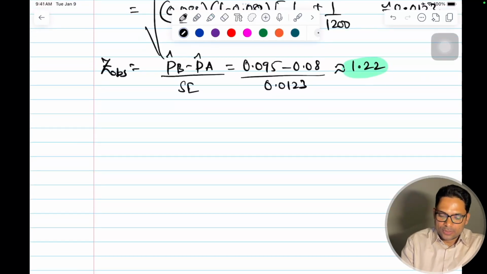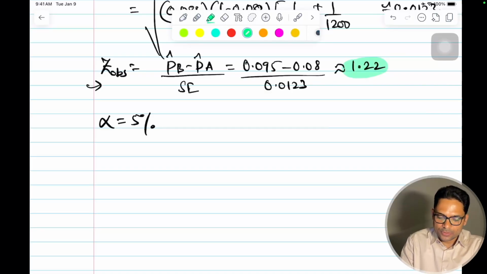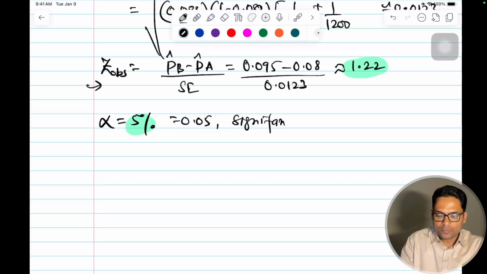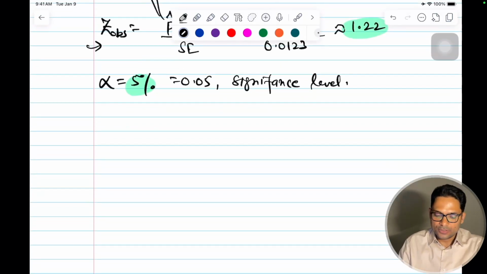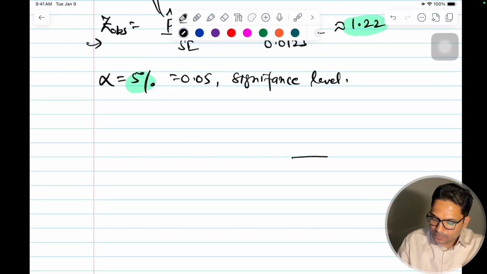What to do next? This we have to compare against the Z score. We have got the test statistic value. Now we have to find the alpha. So what is your alpha? Alpha is say 5%. This is your significance level, and whether your null hypothesis will be accepted or rejected is determined by your alpha. And this is a right tail test.